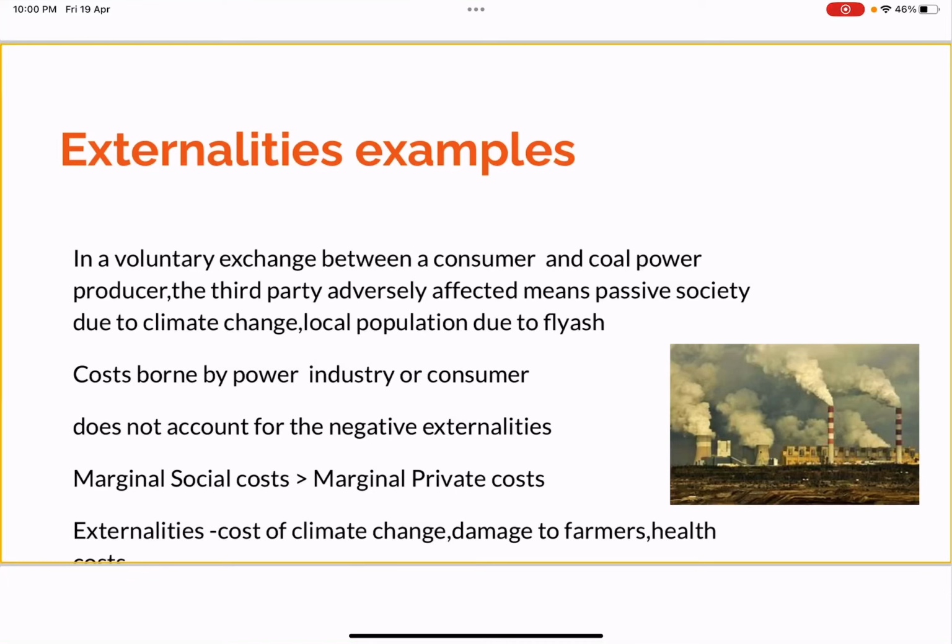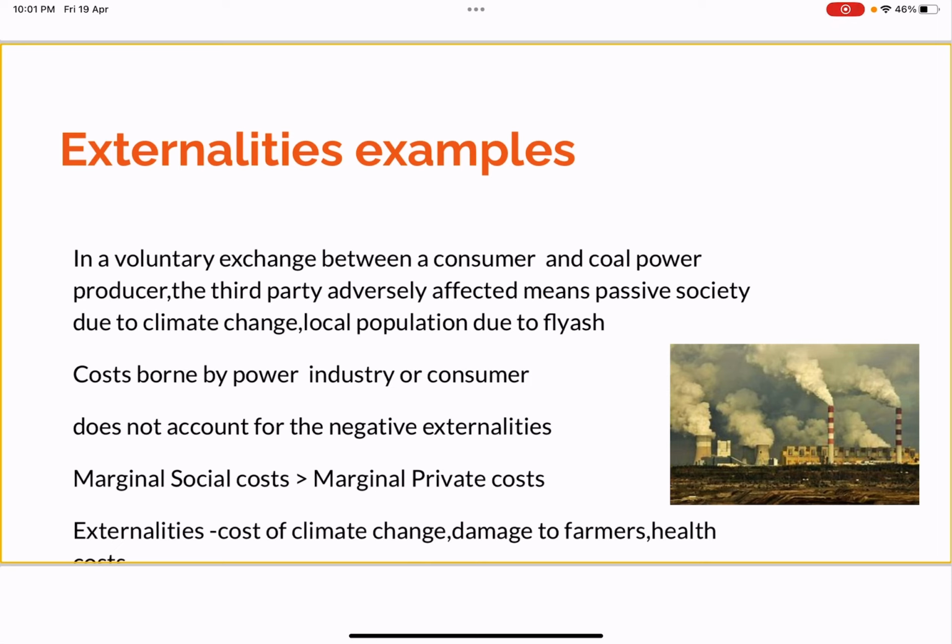Let us look at a few more examples of externalities, especially the negative externalities. What you see over here is a power plant, and this is a coal based power plant. In a coal based power plant, there are two stakeholders. One is the coal industry, which produces electricity, and the other are the consumers who consume that electricity. However, we all know that there is a third party which might be adversely affected because of a power plant.